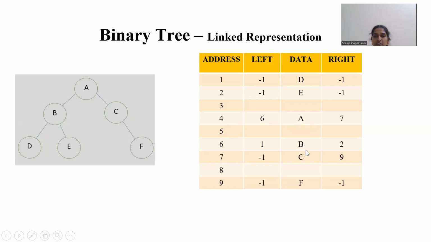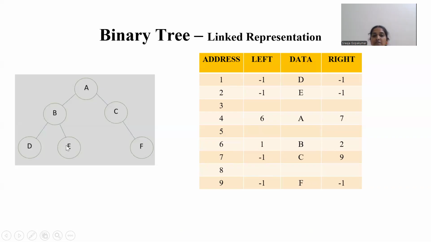Where B is getting stored, it is stored at address 6. So to the left of A, we'll have the address 6. And the right child of A is C. What is the address of C? That is 7. So to the right of A, the address 7 will be marked. When coming to node B, the left child of B is D, which means the left pointer of B should hold the address of D. D's address is 1, so that will be marked here.